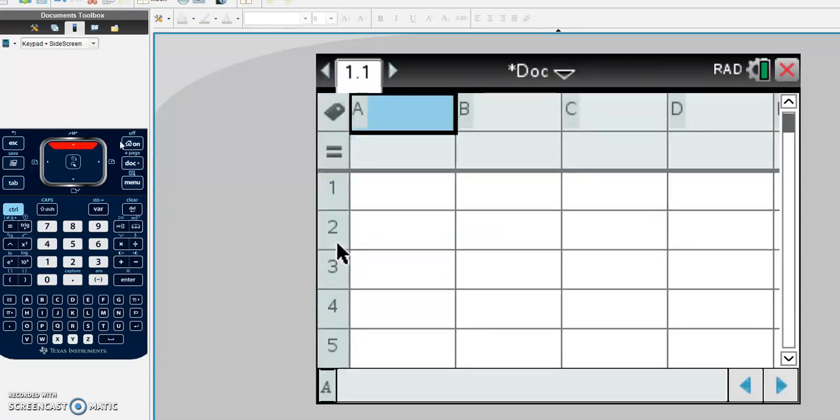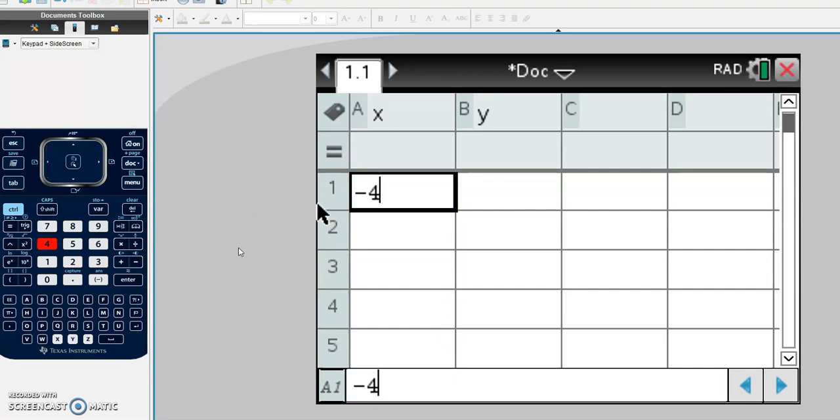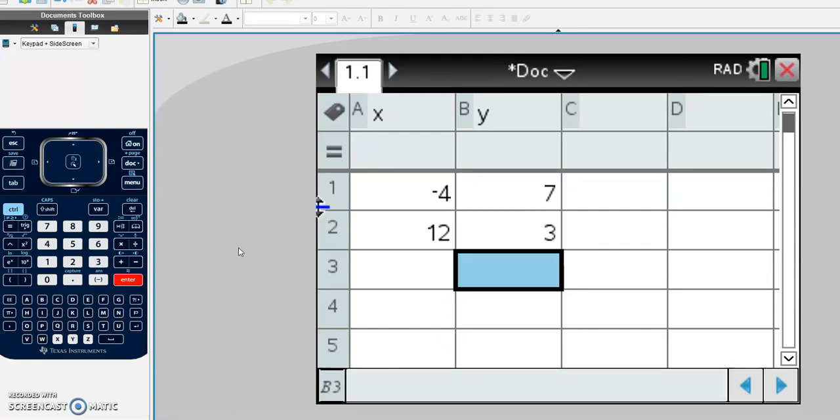In the A column, remember I'm going to type in an X. And then for the B column, I'm typing in a Y. And then I start on row 1. Right here you can see row 1, right? I'm going to start on row 1 and I'm typing in my X values. I had a -4 and then a +12. For my Y values, I had a +7 and a +3.